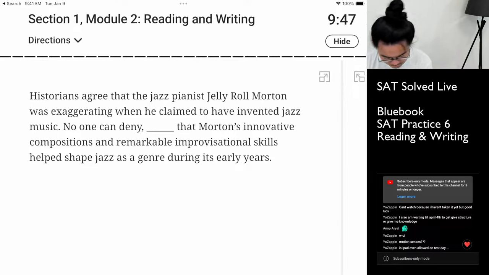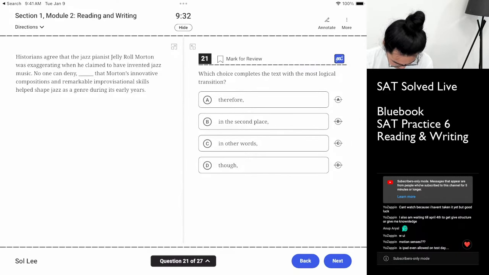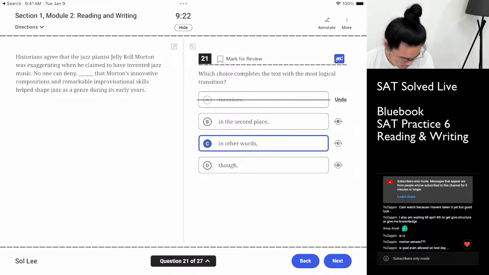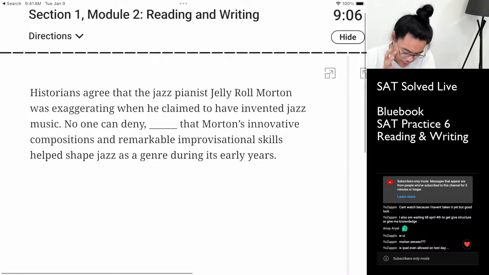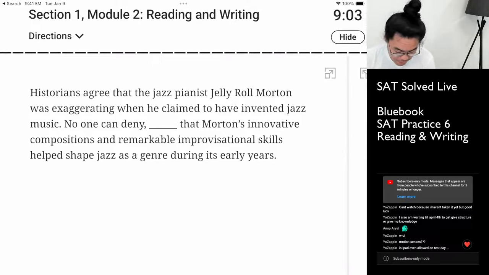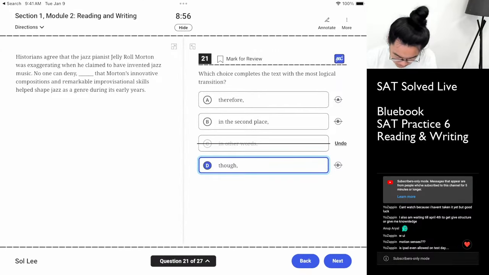Jazz pianist was exaggerating when he claimed to have invented jazz music. No one can deny, however, for example, in fact, what? In other words, it's a little weird. No one can deny, therefore, because of their agreement. That's ridiculous, right? Oh, I didn't see the word though. I didn't see the word exaggerating. My bad. I am dropping the ball, guys. Holy crap. Historians agree that the jazz pianist, Jelly Roll Morton, was exaggerating. No one can deny, though, that he actually made a big impact.